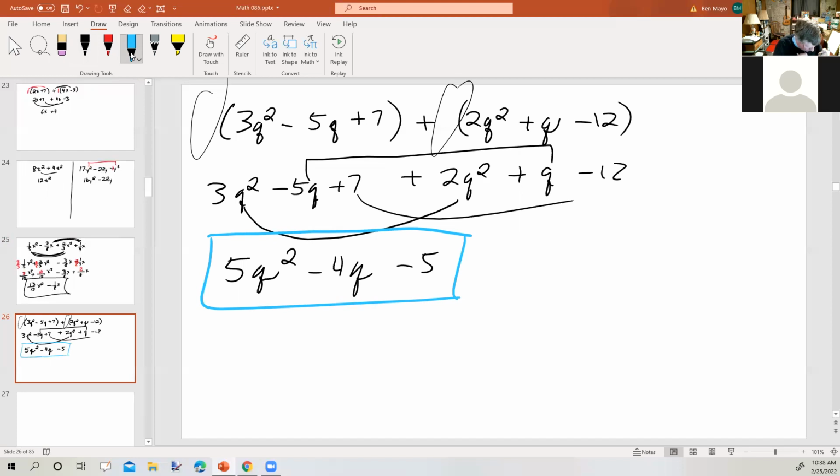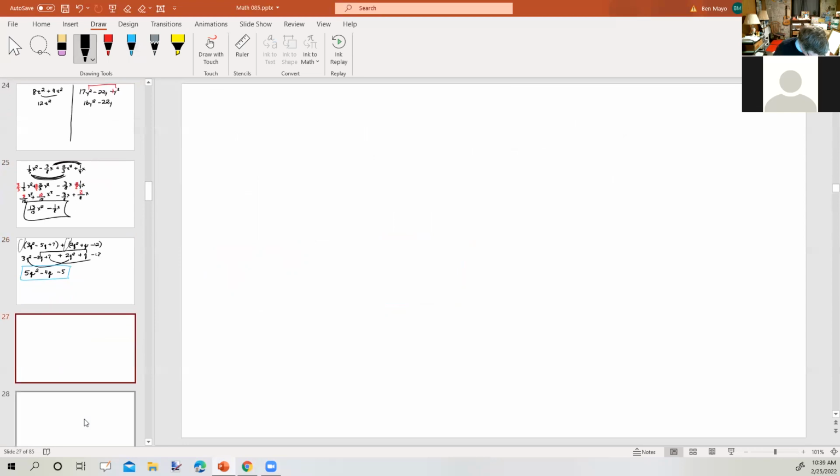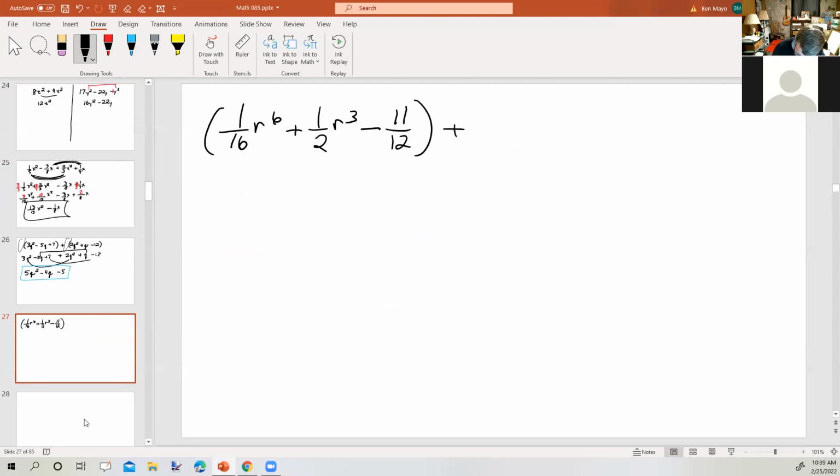Okay, let's see here. We have another lovely example with fractions. 1/16 r to the 6th power plus 1/2 r cubed minus 11/12 plus the quantity 9/16 r to the 6th power plus 9/4 r cubed plus 1/12.